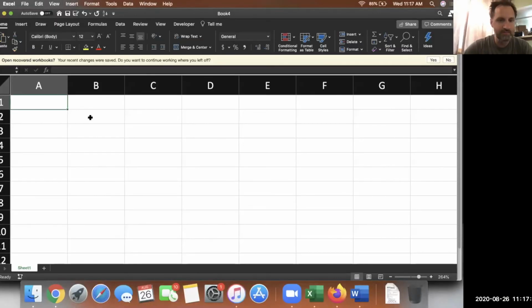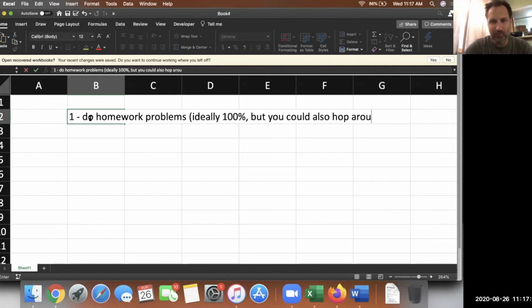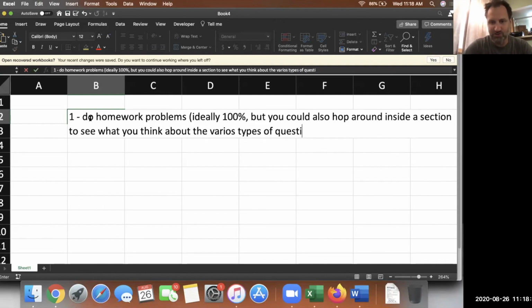So let me kind of map that out for you. My handwriting is not very good, especially on this board, so writing sentences is not great. But here's kind of how I'm thinking you would attack this. Number 1, you would do the homework problems. Ideally, you're doing 100%, but you could also, if you're super busy, hop around inside a section to see what you think about the various types of questions.